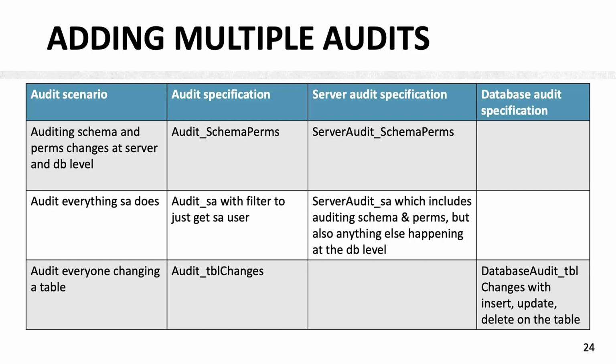This is just to show you at a high level that this is possible. You can have more than three too, depending on how you want to break it out. Just remember to be careful that you don't have them overlap too much, because then you're collecting the same thing in multiple places. And each of these audit specifications can have one server audit and one database audit. It just happens that the examples I came up with just have one or the other.